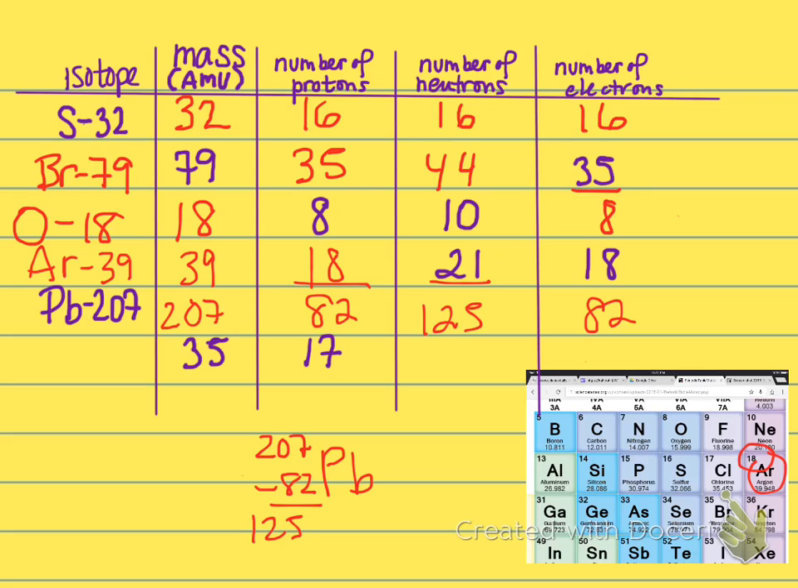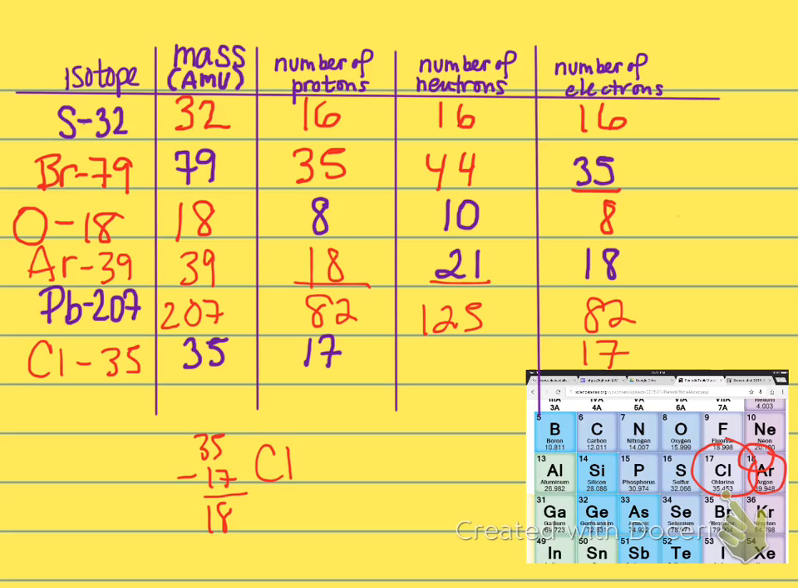Okay, last one we're going to do together. We have a mass of 35 and 17 protons. So we go looking on the periodic table for something with atomic number 17. Lo and behold, we have chlorine. So we know that our symbol is Cl. Our mass is 35. We are talking about a neutral atom of chlorine 35. Since it's neutral, we know that protons and electrons must be the same. We have a 17 for the electrons. And our number of neutrons, of course, will equal 35 minus 17. All right, we have 18 neutrons.